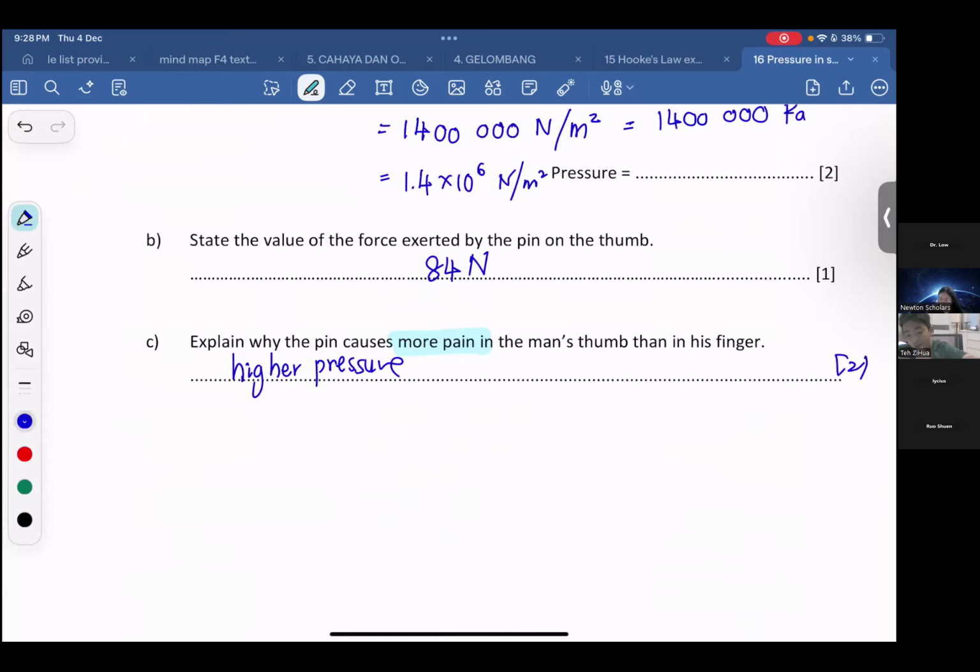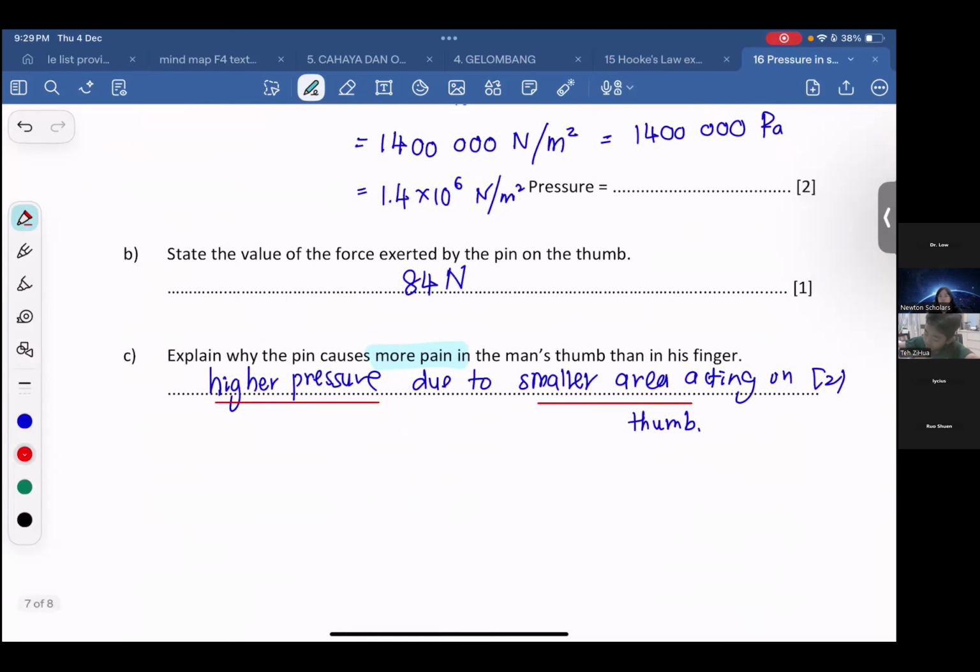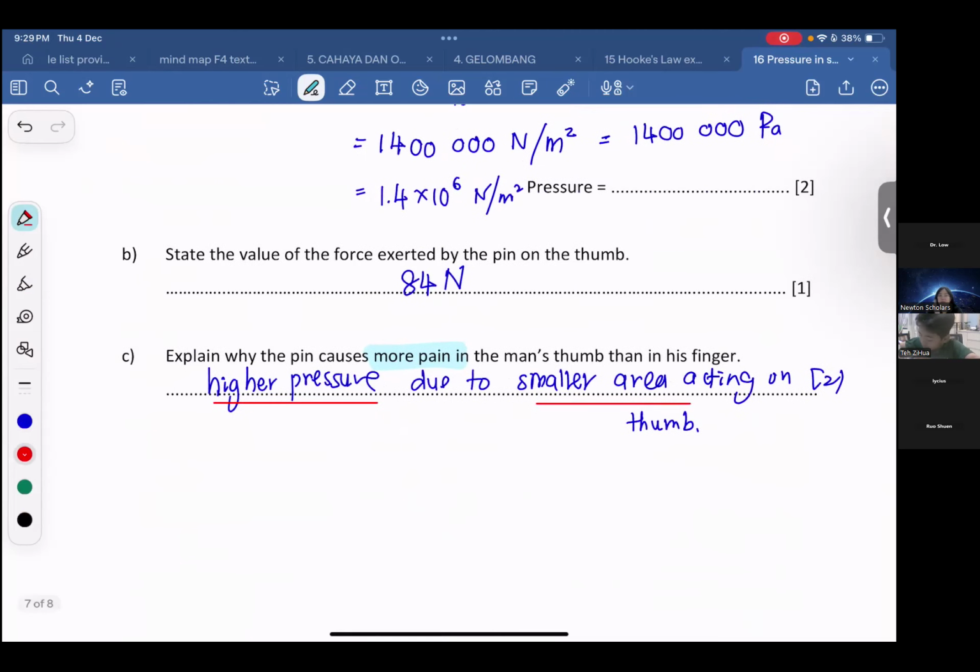Okay, higher pressure due to smaller area acting on the thumb. Okay, 2 marks. High pressure, smaller area or smaller surface area. Okay, is that clear? If 3 marks, same force acting, but higher pressure is because of smaller area. You talk about this physical quantity. Okay, until here, is that clear?